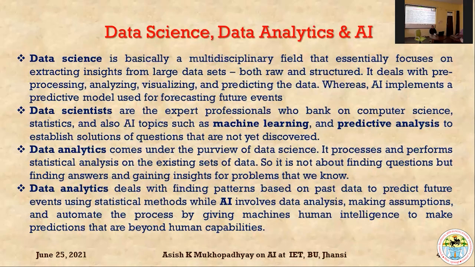While AI involves data analysis, making assumptions and automating the process by giving machines human intelligence to make predictions that are beyond human capabilities. So what is within human capabilities is done by data analytics, and what is beyond human capabilities is done by AI. They use mostly data analytics. Many things can be done, but we cannot put in any automatic intelligence. That means if you have given telemetry, it cannot guess. There's no intelligence to guess. There are only 10 parameters, and it works on those 10 parameters, like machine learning. But in deep learning, it can, automatically.